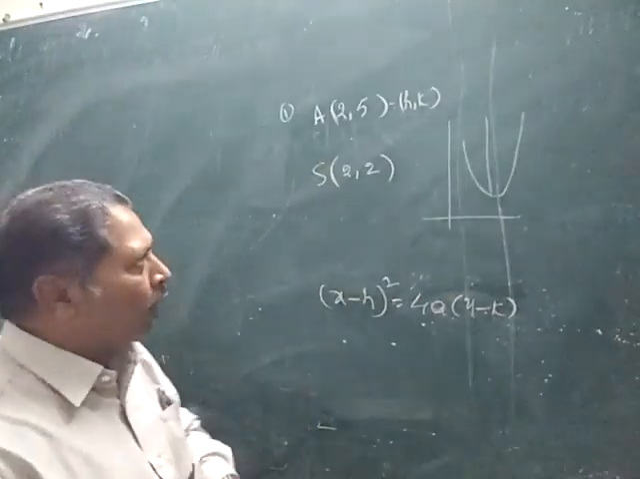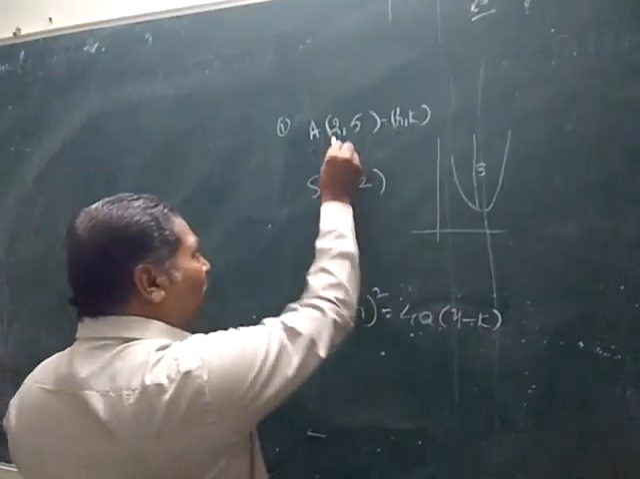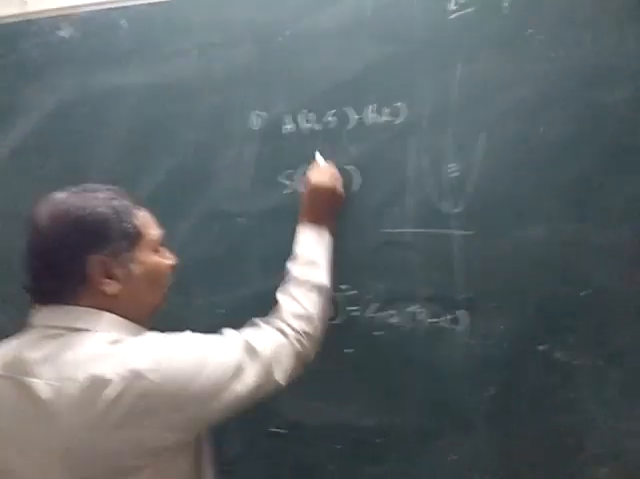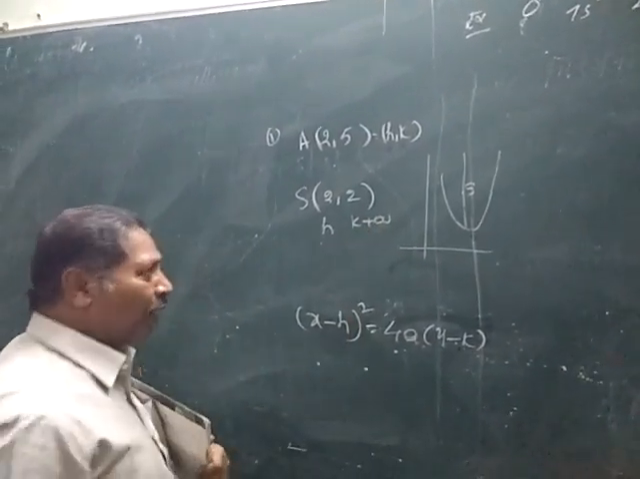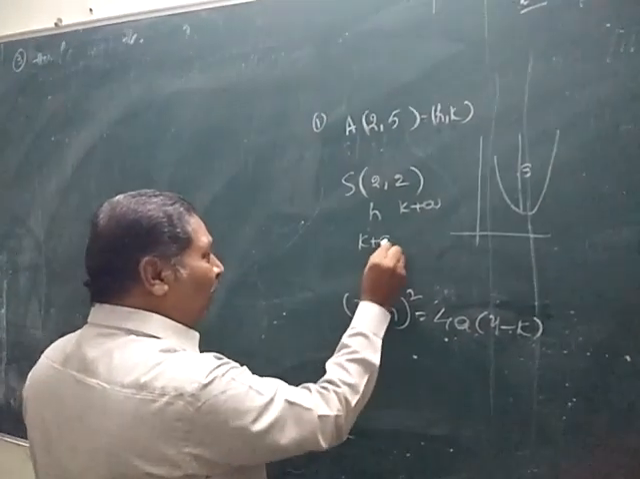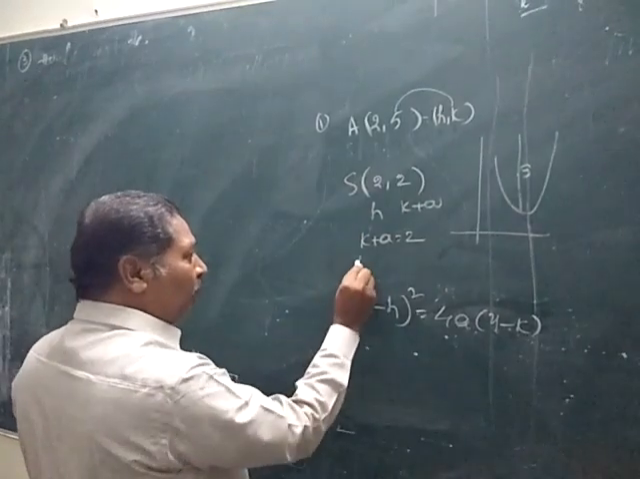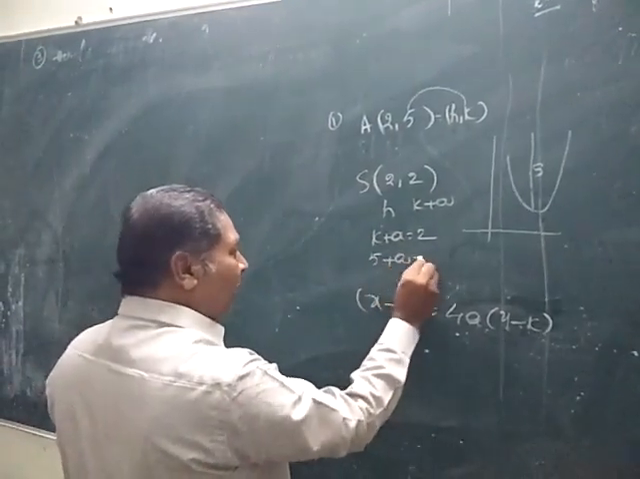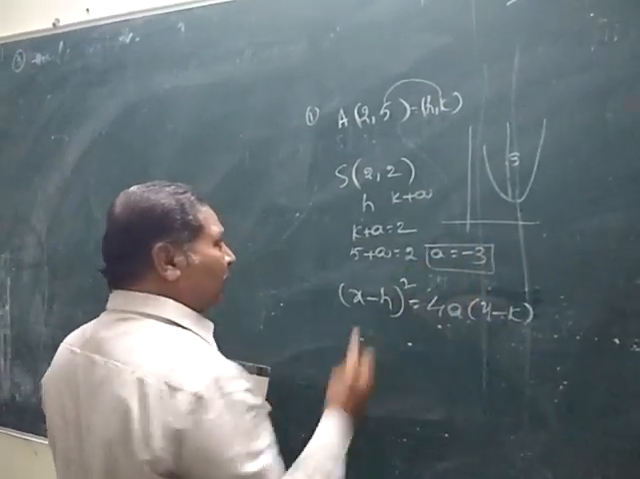For this parabola, the focus S formula is (h, k + a). So k + a has value 2. The k value is 5, so 5 + a = 2, and the a value is -3.